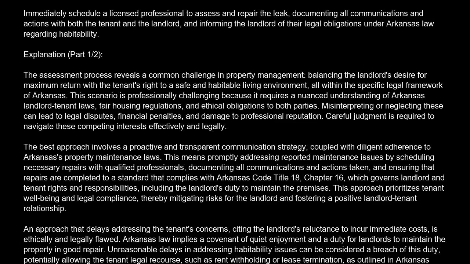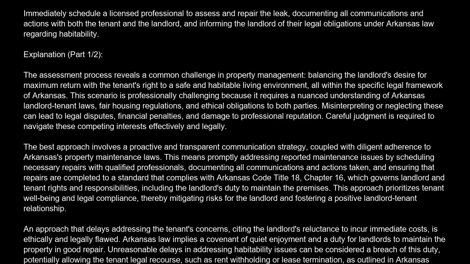This scenario is professionally challenging because it requires a nuanced understanding of Arkansas landlord-tenant laws, fair housing regulations, and ethical obligations to both parties. Misinterpreting or neglecting these can lead to legal disputes, financial penalties, and damage to professional reputation. Careful judgment is required to navigate these competing interests effectively and legally. The best approach involves a proactive and transparent communication strategy, coupled with diligent adherence to Arkansas's property maintenance laws.